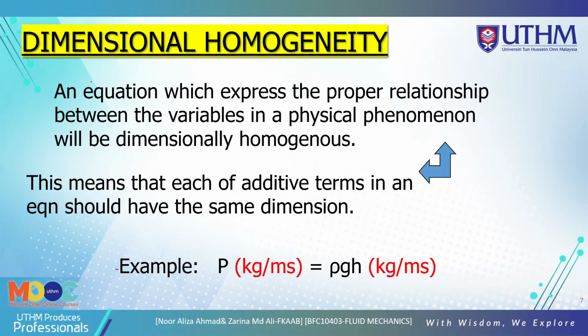An equation which expresses the proper relationship between the variables in a physical phenomenon will be dimensionally homogeneous. This means that each of the additive terms in an equation should have the same dimension. For example, pressure is equal to density times g times h. The unit of pressure is kg per meter second squared, and the unit of density times g times h is also kg per meter second squared. This is what we learn in this topic, based on dimensional analysis.